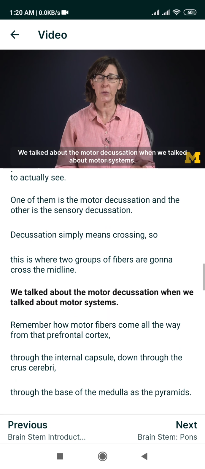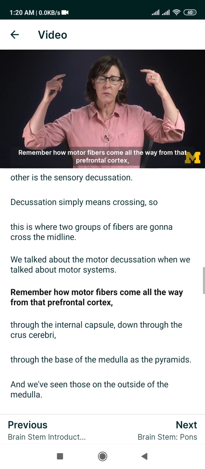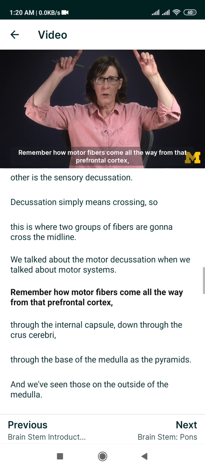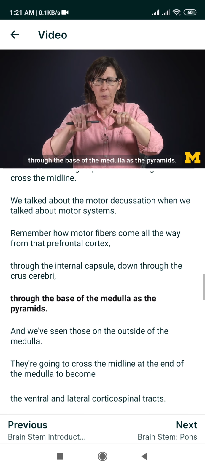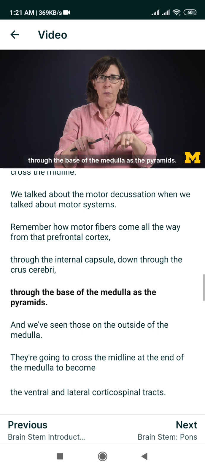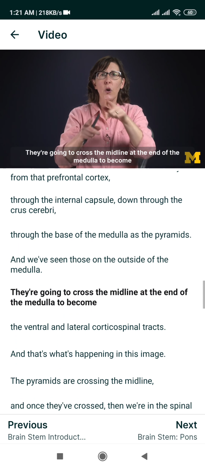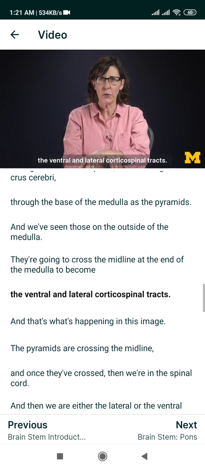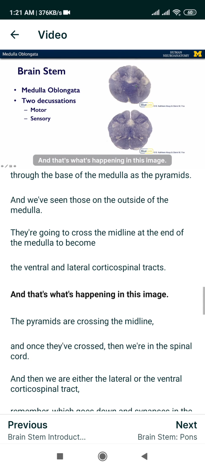We talked about the motor decussation when we talked about motor systems. Remember how motor fibers come all the way from the prefrontal cortex, through the internal capsule, down through the crus cerebri, through the base of the medulla as the pyramids, and we've seen those on the outside of the medulla. They're going to cross the midline at the end of the medulla to become the ventral and lateral corticospinal tracts. And that's what's happening in this image.